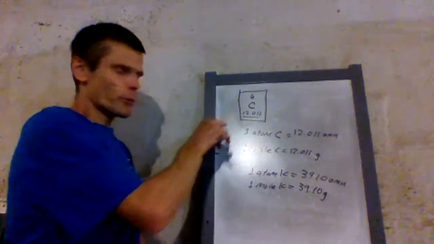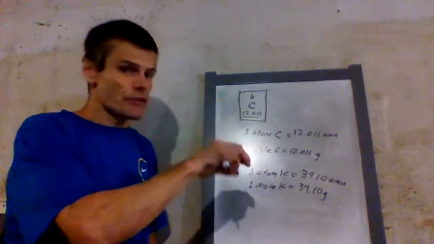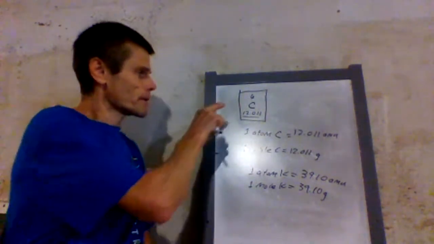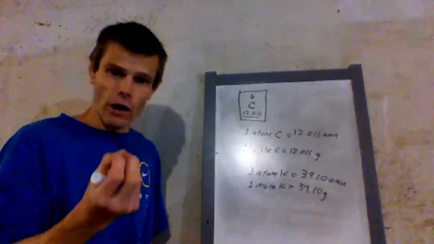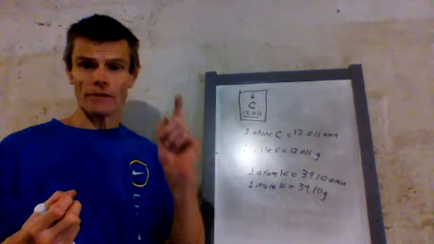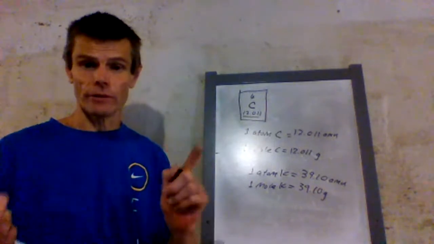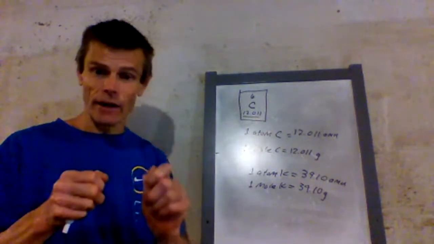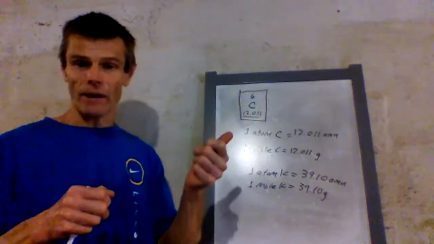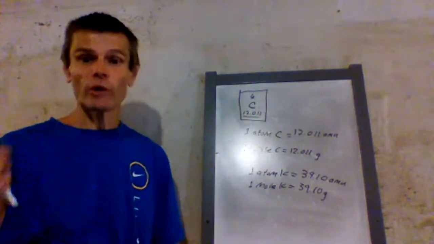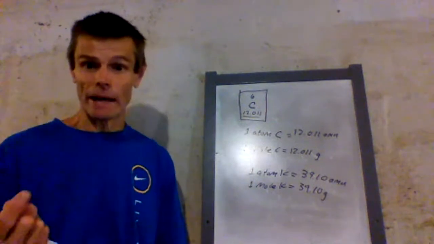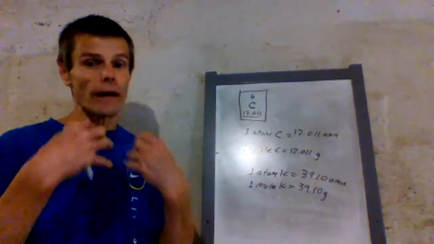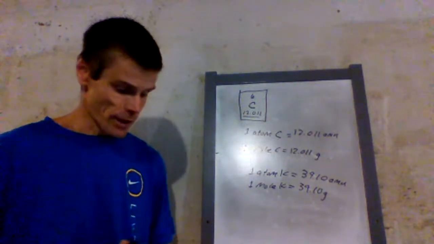So this number that we see on the periodic table, this is true for any element. This decimal number, the average atomic mass, is the mass of one atom of that particular substance in atomic mass units, and it's identical to the numerical value for 1 mole. The only thing that's different is that it's in grams. So this is true for any element on the periodic table.